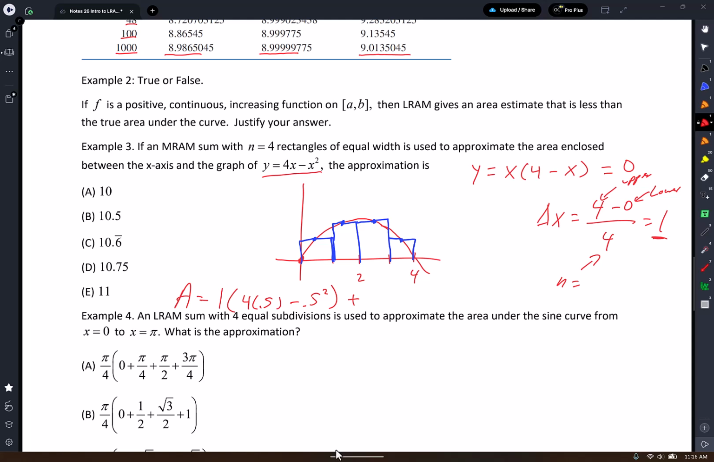How do I get the area of this first rectangle? Width times height. That height is dictated by whatever that x value is. See? I'm just putting it in here. So that's my y value. So plus 1 times, what's the next x value? 1.5. Oh, you're good. The 1 is the delta x, the width of each rectangle. Can you get rid of it? Yeah, you can get rid of it. I'm just putting it in there for technicality reasons. You know what I mean?